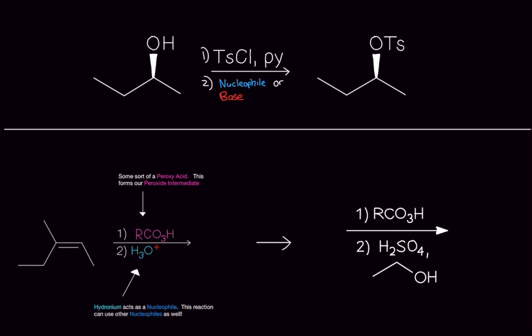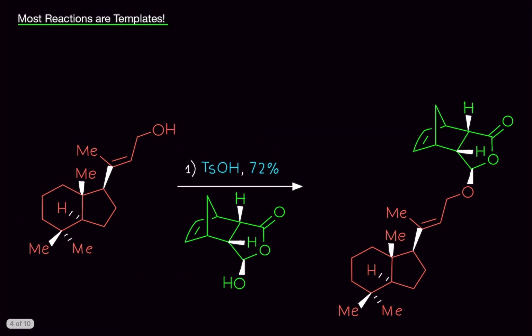We convert it into a good leaving group, and then we can use a nucleophilic attack, add a nucleophile, do a substitution reaction, or add a base and do an elimination reaction. It's the exact same thing. It just looks a little more complicated. This is our nucleophile. Here's our tosylate. Here's our nucleophile. And that's what we did.